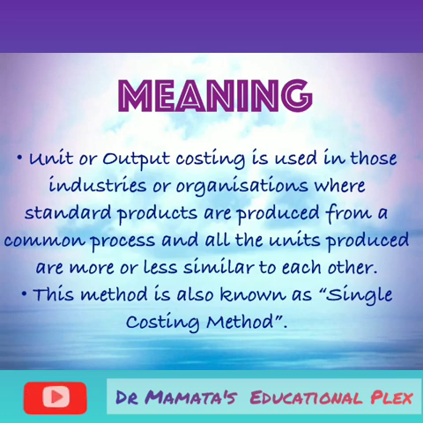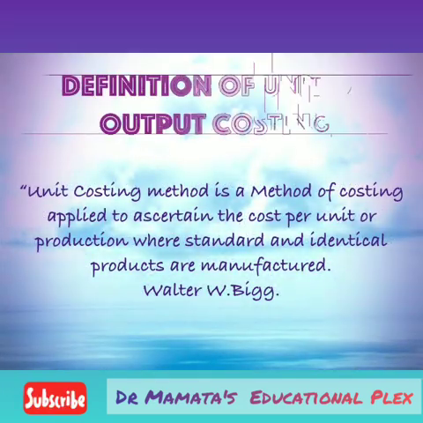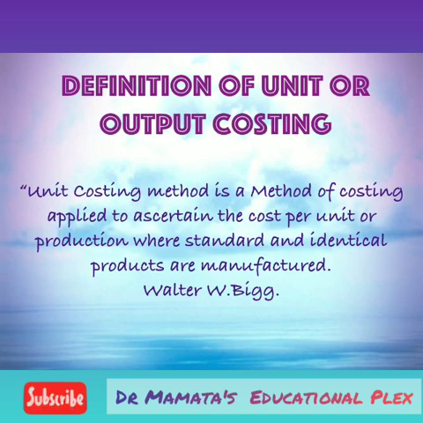Unit or output costing is used in industries or organizations where standard products are produced from a common process and all the units produced are similar to each other. It means that whenever we are producing homogeneous or identical products, at that time we use unit or output costing. This method is also known as the single costing method.